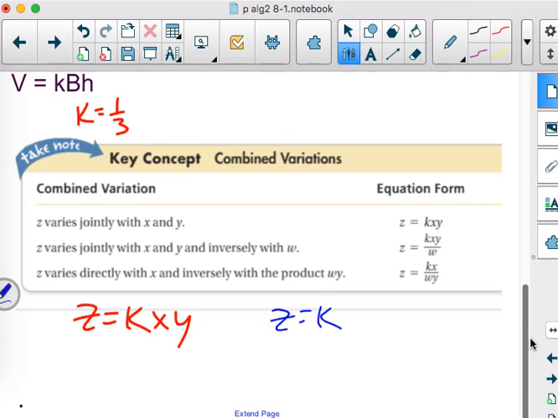So the second one here says Z varies. So immediately I write Z equals K because any variation has to have a constant of variation. Z varies jointly. Oh, that's multiplication. With X and Y. Uh-oh, there's more. Inversely, oh, that's my division one. With W. So that's a combined variation. It has both jointly and inversely.